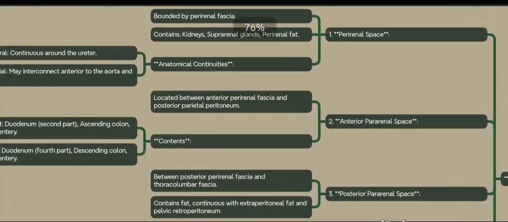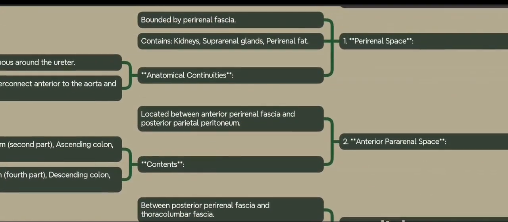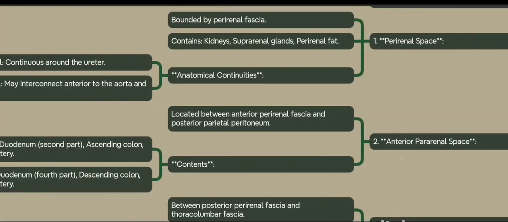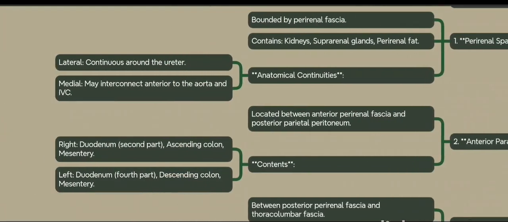Then the anterior pararenal space. It is located between anterior perirenal fascia and posterior parietal peritoneum. What are the contents in the anterior pararenal space? On the right side, we have the second part of the duodenum, ascending colon, and the mesentery. On the left side, we have the fourth part of the duodenum, the descending colon, and the mesentery.